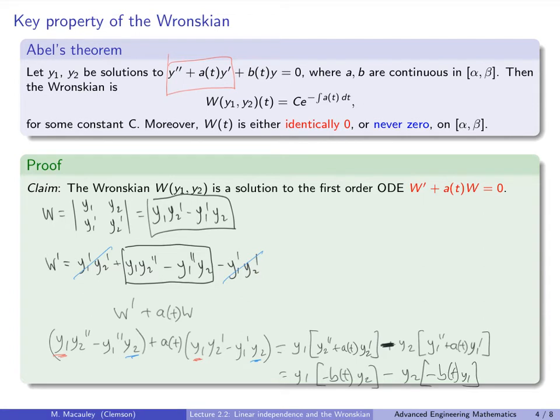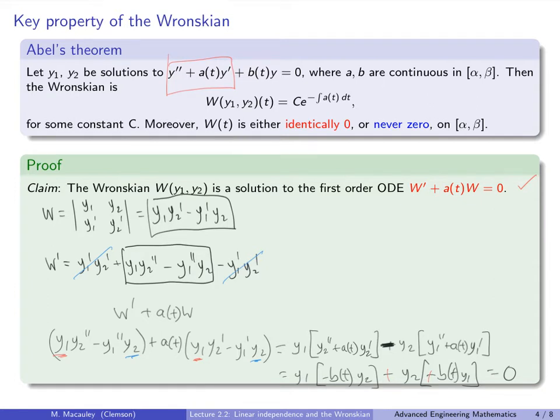And now notice that, well, I'm going to make this minus minus a plus plus. And now we have these two terms. Both of them are y1, y2, and b of t. This one's negative. Here we have y1, y2, and positive b of t. They cancel, and we get 0. So we just verified that the Wronskian does indeed solve this ODE up here. Okay, so now what are we going to do with that?